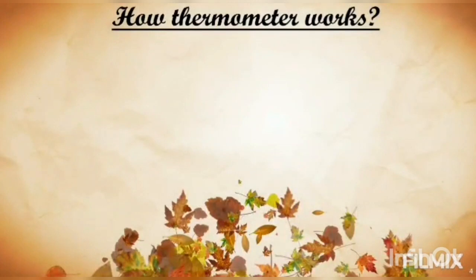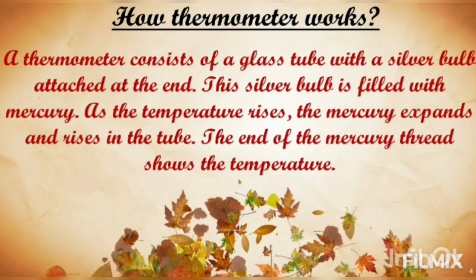Now let's understand the working of a thermometer. A thermometer consists of a glass tube with a silver bulb attached at the end. This silver bulb is filled with mercury. As the temperature rises, the mercury expands and rises in the tube. The end of the mercury thread shows the temperature.